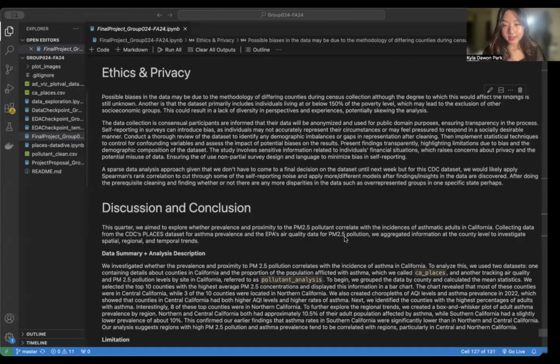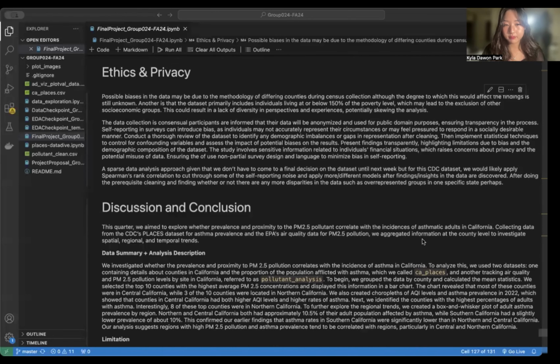Thank you, Katelyn. Our analysis places a strong emphasis on ethics and privacy. The data collected with informed consent and anonymized ensures confidentiality, but may face biases from self-reporting and limited diversity due to its focus on individuals below 150% of the poverty line. To address this, we reviewed for imbalances, applied statistical adjustments, and upheld strict privacy safeguards.